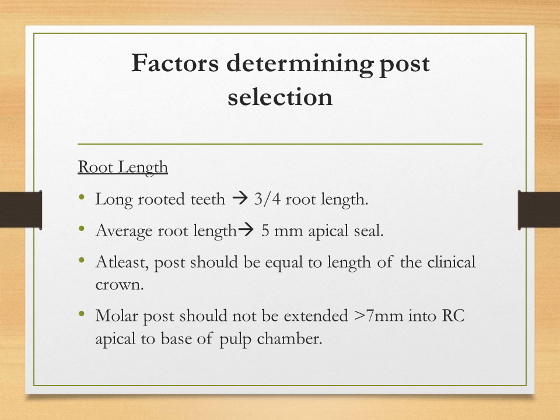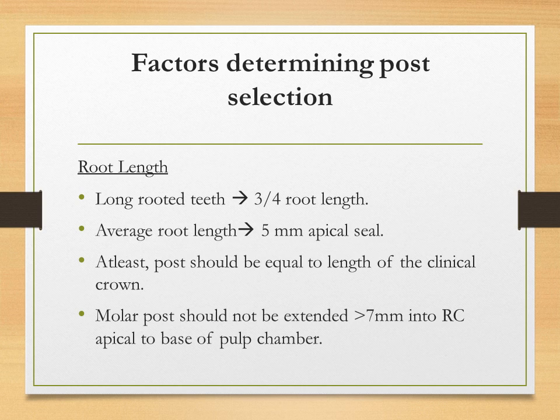Coming to the factors which determine the post selection. So when it comes to the root length, if you have your long rooted teeth, you can place a post which conforms to at least 3/4 of the length of the root. So you don't actually have to go all the way just to leave behind 5 mm of apical seal. It's sufficient that at least 3/4 of the root length is supported by the post in such cases for the long rooted teeth.